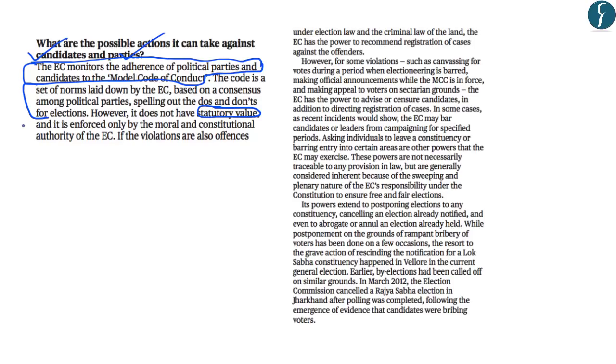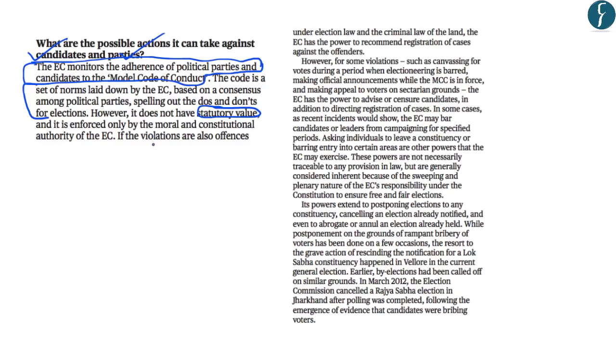However, due to the lack of statutory backing, the Election Commission of India does not have much power regarding the conduct of candidates and political parties during an election. So for example, if a political party or a candidate violates the Model Code of Conduct, no penalty has been provided because there is no law which enforces the Model Code of Conduct.